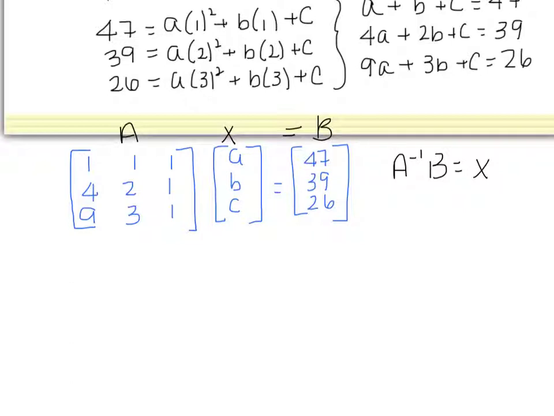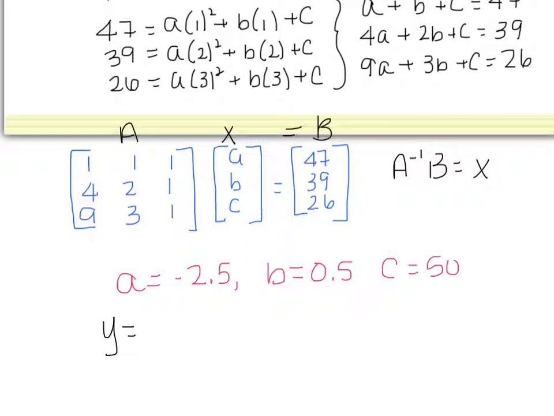Okay, now that you've done that, hopefully you found that A was equal to negative 2.5, B was equal to 0.5, and C is equal to 50. So let's go ahead and plug this into our formula because it wanted an equation in standard form. So this is going to tell me that I have an equation that says y equals negative 2.5 x squared plus 0.5 x plus 50.